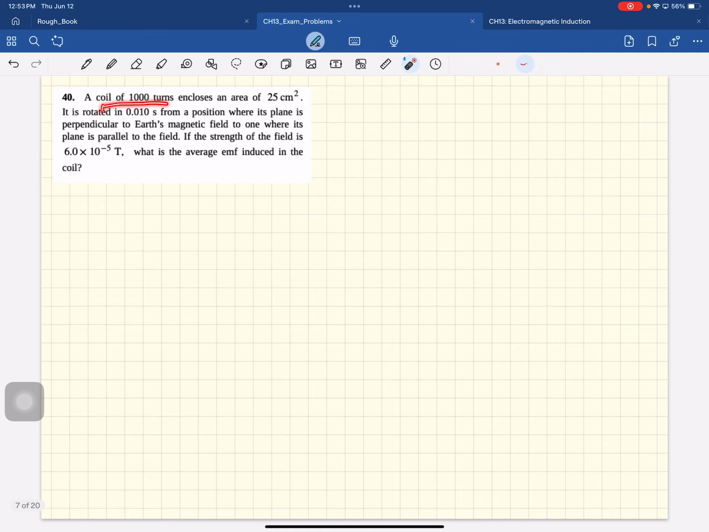A coil of 1,000 turns encloses an area of 25 centimeters square. It is rotated in 0.01 seconds from a position where its plane is perpendicular to the Earth's field to one where it's parallel to the field.